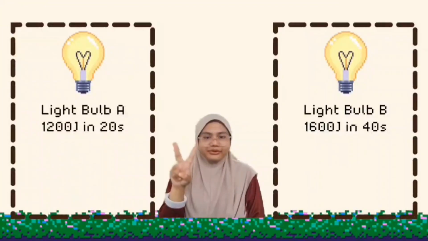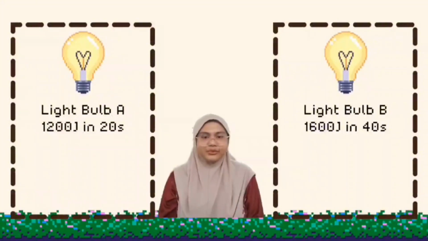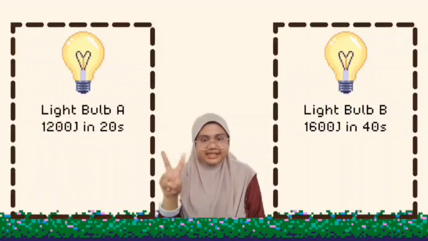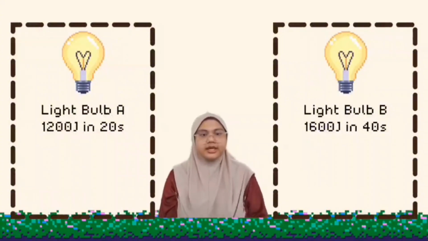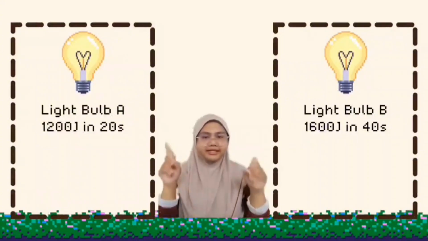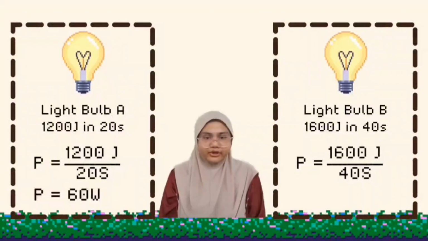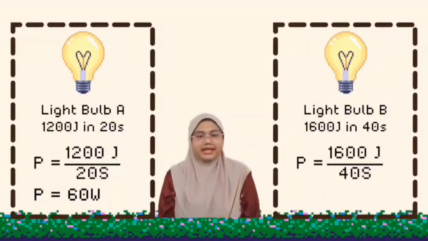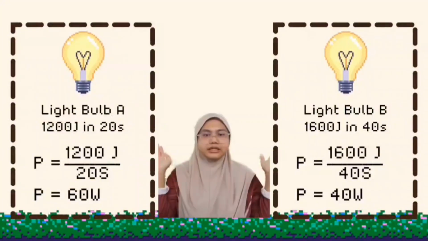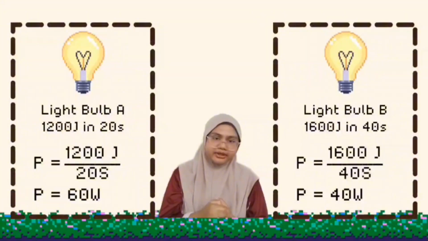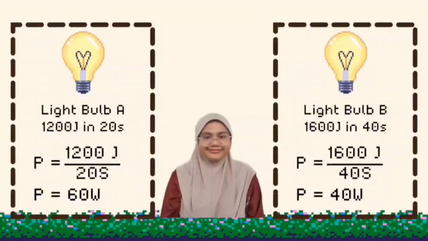Okay, now we have two light bulbs, light bulb A and light bulb B. Light bulb A uses 1200 joules in 20 seconds and light bulb B uses 1600 joules in 40 seconds. By applying this formula, it is known that light bulb A has 60 watts of power and light bulb B has 40 watts of power. So, light bulb A has a higher power than light bulb B. Light bulb A is brighter than light bulb B.